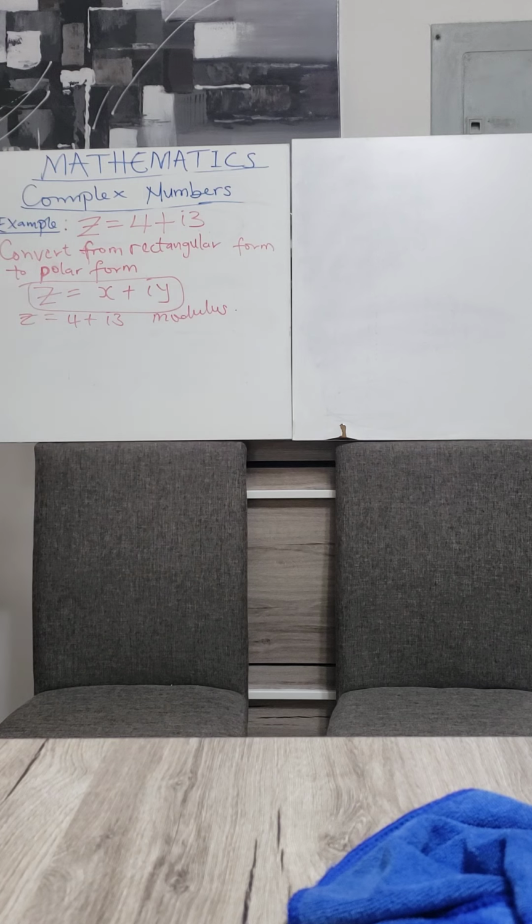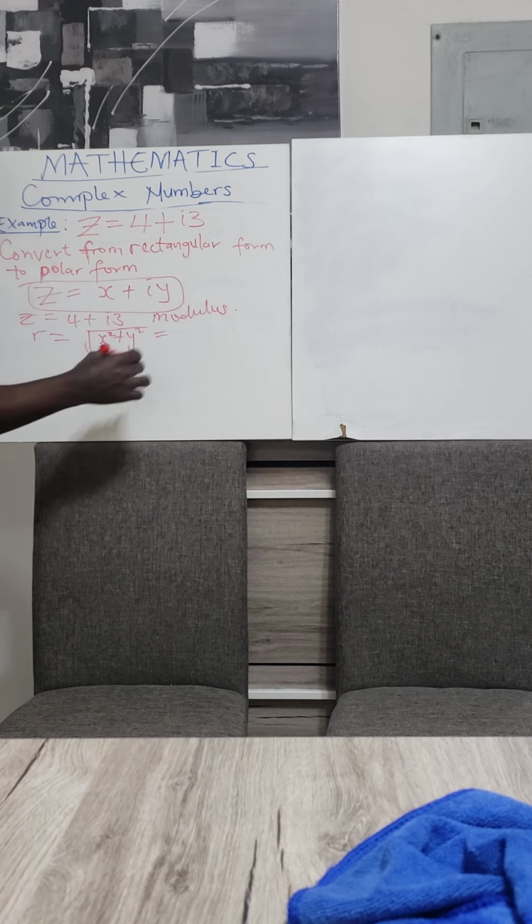This modulus can also be referred to as resultant, or you call it magnitude. So it has three names. Depending on what you want, you can call it modulus, resultant, or magnitude. All the three of them are the same. So it asks us to find the modulus. We have r, which is given by the formula: r equals square root of x squared plus y squared. That is how to find our modulus.